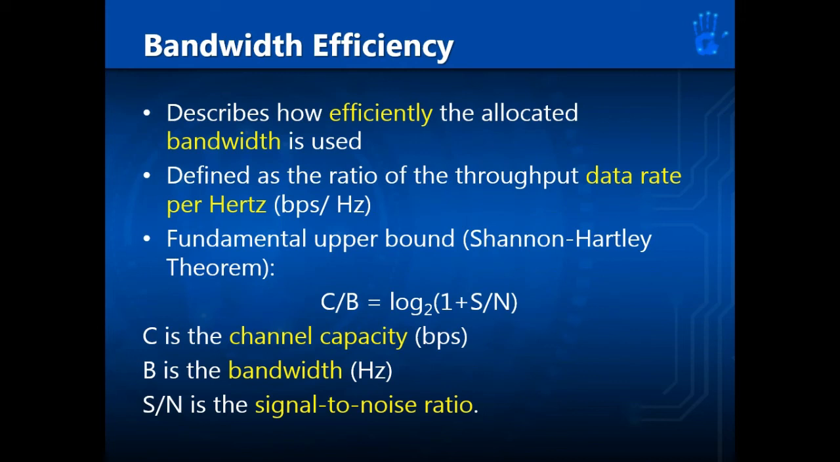Bandwidth efficiency. This describes how efficiently the allocated bandwidth is used. Defined as the ratio of the throughput data rate per hertz, or bps per hertz. The fundamental upper bound is defined with the Shannon-Hartley theorem, which is C over B equals log base 2 of quantity 1 plus S over N, wherein C is the channel capacity in bits per second, B is the bandwidth in hertz, and S over N is the signal-to-noise ratio, which is a unitless quantity.